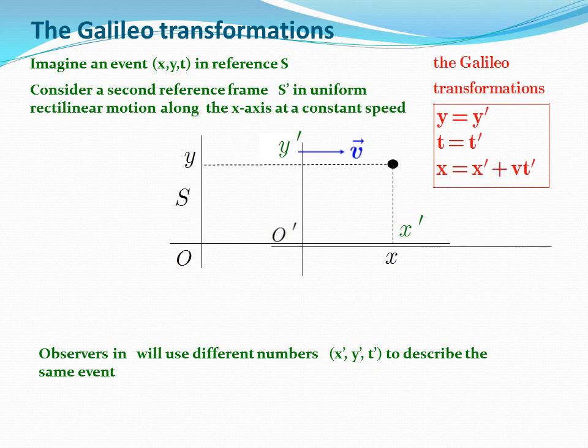And the purpose of the Galilean transformations is to transform the x', y', t' coordinates in the reference frame S' into the x, y, and t coordinates that are valid for the observer in the S reference frame. Unfortunately, they are no longer valid. Let us see why.